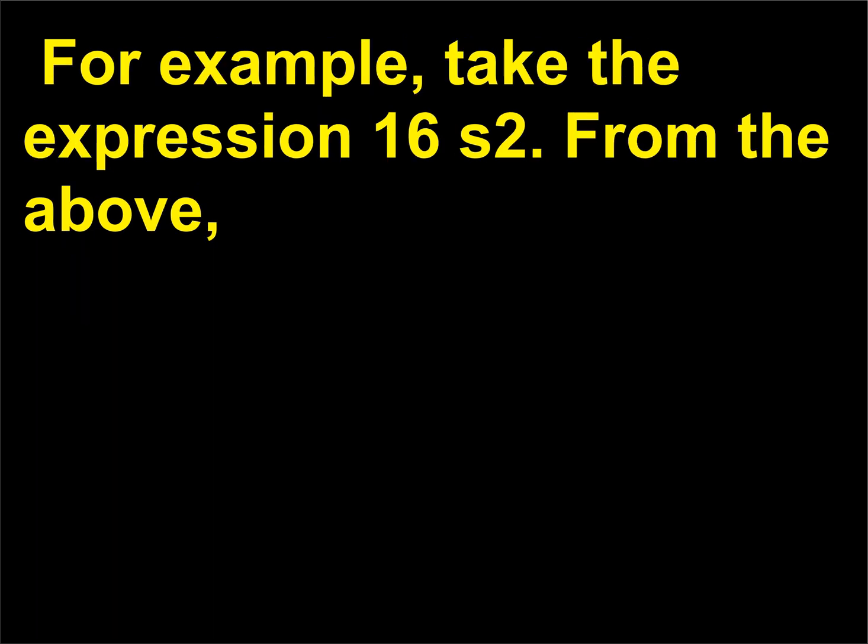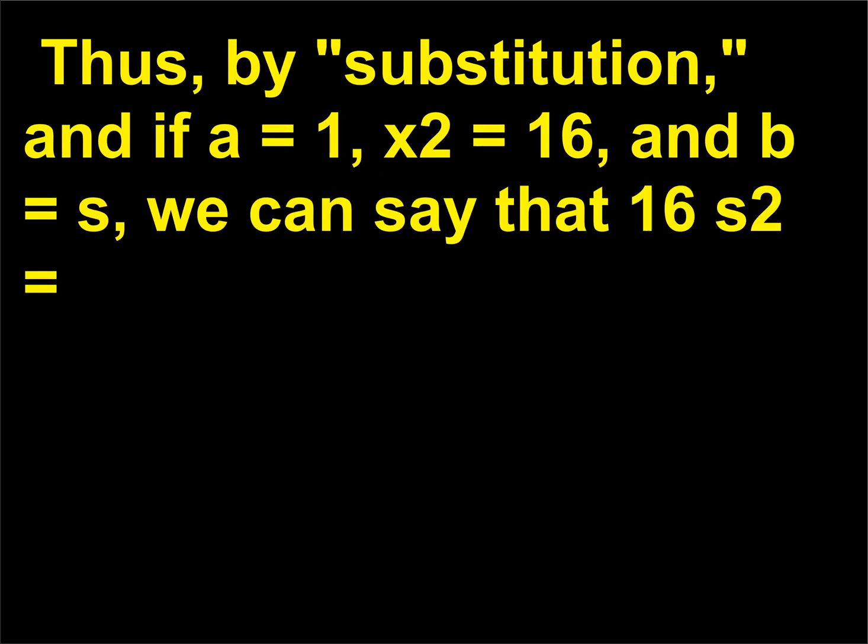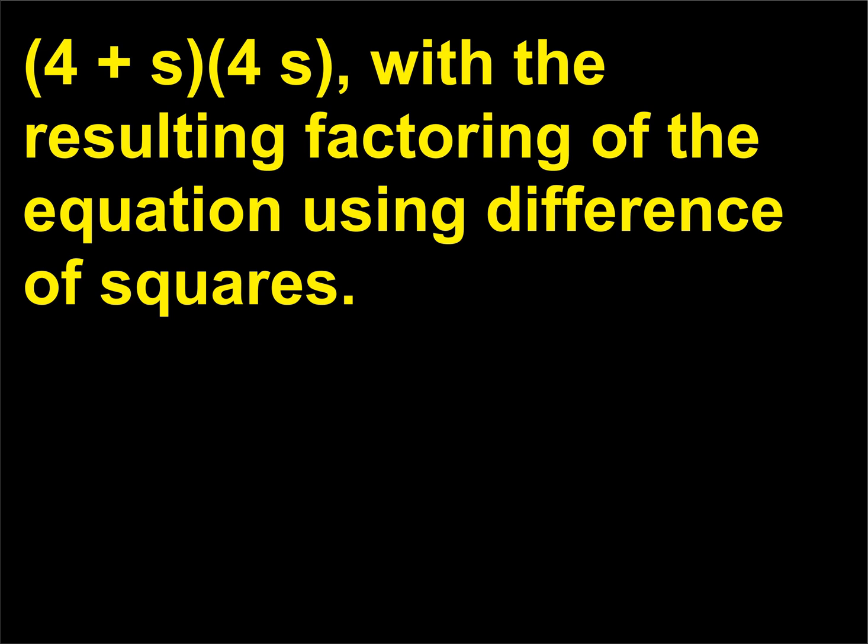For example, take the expression 16 − s² from above. We know that the form a²x² − b² equals (ax + b)(ax − b). Thus, by substitution, and if a equals 1, x² equals 16, and b equals s, we can say that 16 − s² equals (4 + s)(4 − s), with the resulting factoring of the equation using difference of squares.